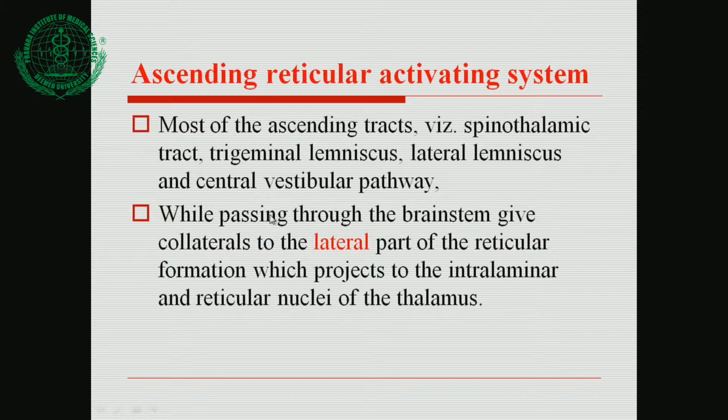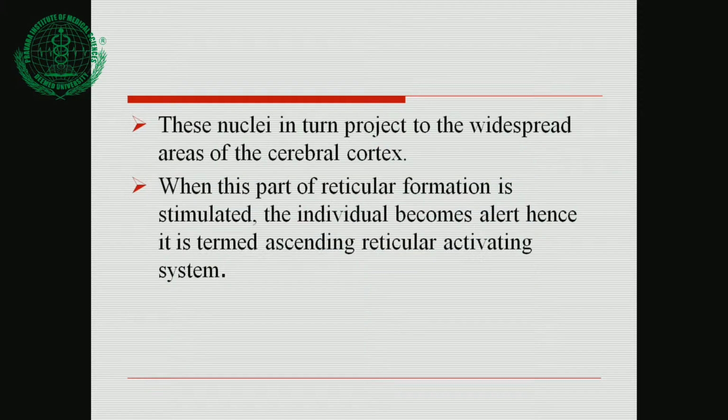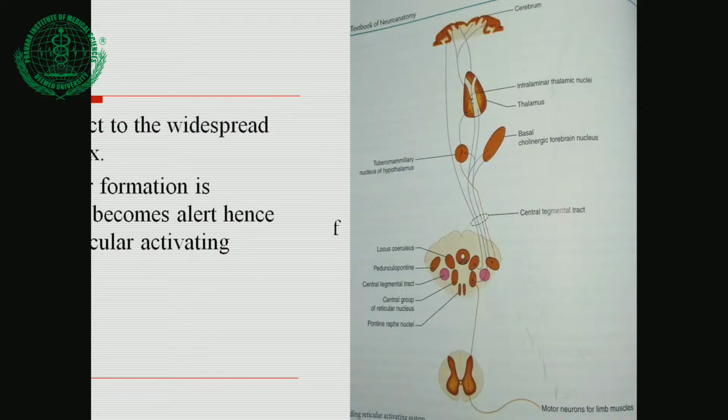To summarize, the ascending tracts give collaterals to the lateral part of the reticular formation, which projects to the intralaminar and reticular nuclei of the thalamus, which in turn project to widespread areas of the cerebral cortex. When this part of the reticular formation is stimulated, the individual becomes alert. Hence it is known as the ascending reticular activating system.